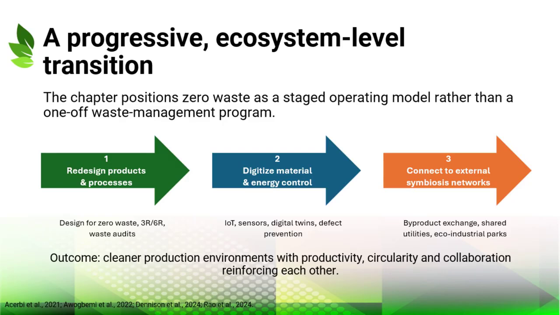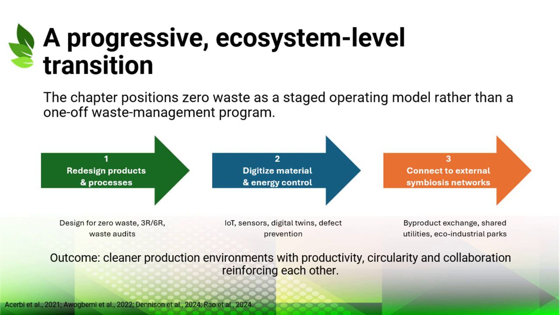This slide summarizes the transition as a progressive ecosystem-level journey. The chapter does not describe zero waste as a single target that can be reached by one project. First, plants redesign products and processes so waste is avoided at the source. Second, they digitize material and energy control through sensors, IoT systems, and digital twins.